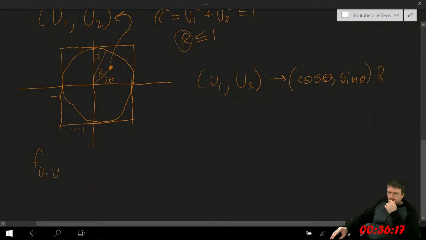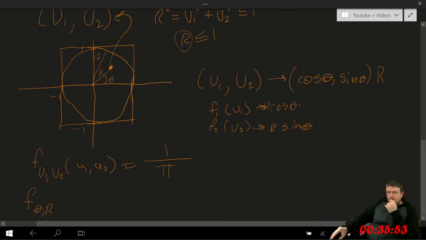Okay, we have established that our U1 and U2 are identically distributed within the unit square. That means that the distribution of U1, U2 will be equal to 1 divided by the area of the unit square, but that is just pi. Now I want to somehow find the density of theta and r. We know there's a function f1, which takes U1 over into the cosine theta multiplied by r, and f2, taken U2 over into r sine theta. So the way we find this distribution is that we take the distribution of U1 and U2, and then we multiply it by the determinant of the Jacobian matrix.